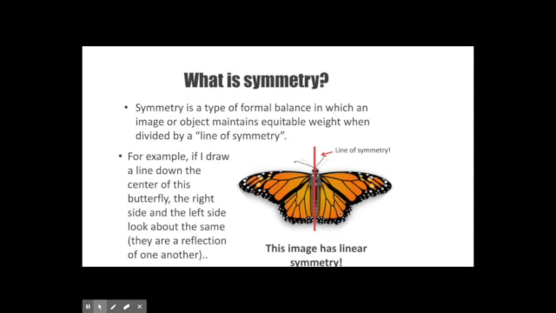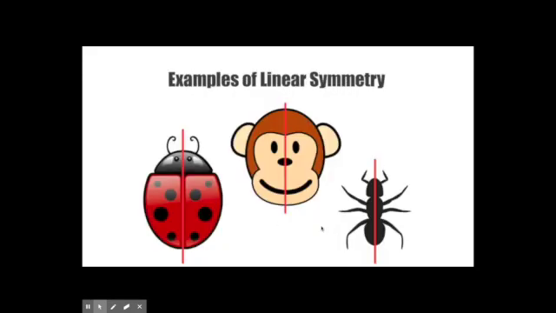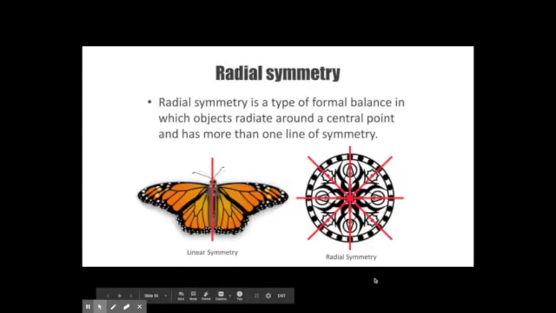That is linear symmetry. And we didn't really talk about linear symmetry before. Linear comes from the word line. So you can see there's a line right there. So here's some examples of linear symmetry. A ladybug has linear symmetry. A monkey's face. An ant has linear symmetry. Everything from one side matches the other side.